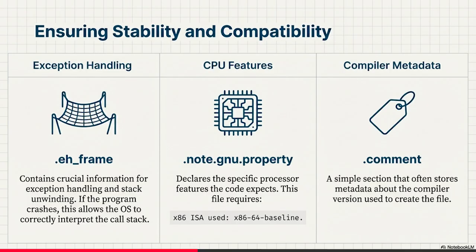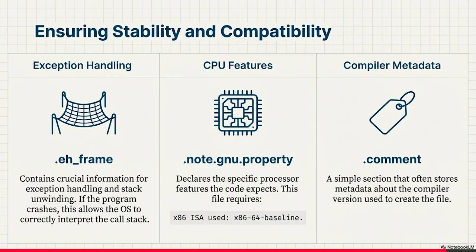And what about that specialized notes section, the .note.gnu.property? That section contains runtime properties. It specifically details the precise x86 ISA used, which in this case is x86-64 baseline. It's the file declaring the specific processor features it expects to find, which helps ensure compatibility. And we can't forget the simple .comment section. It probably just stores metadata about the compiler version used, a tiny note on a massive blueprint.